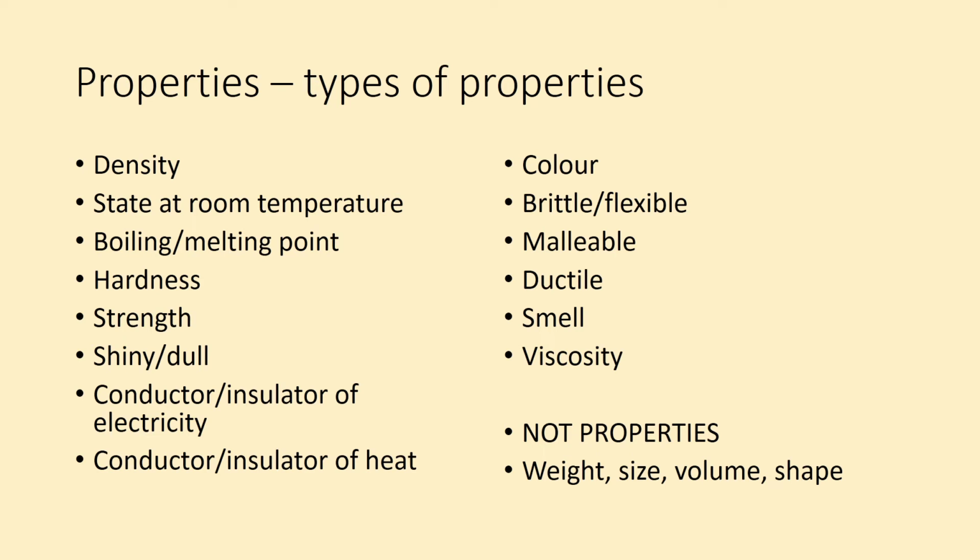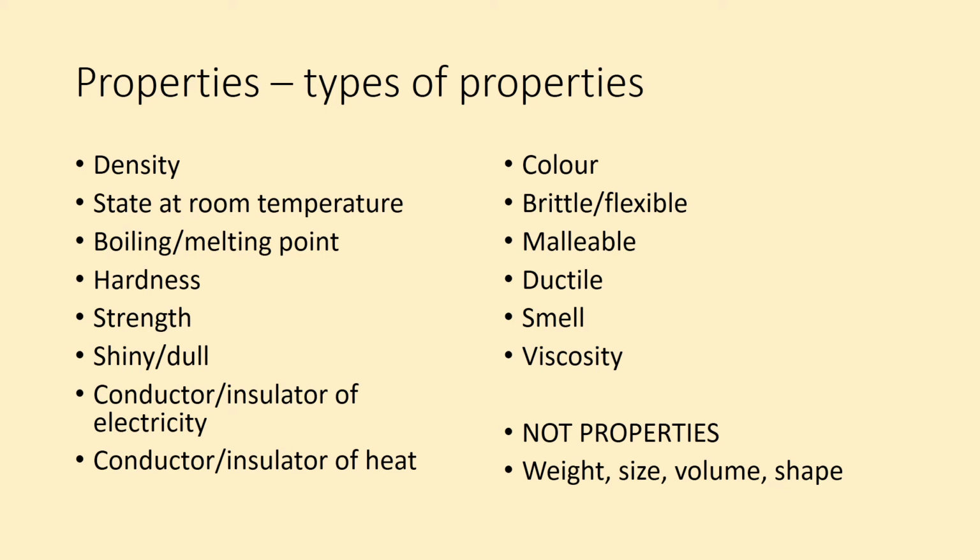Hardness in science has a very specific meaning. It means how easily something is scratched. So if you think of a rock and a lump of cheese, the rock is harder than the cheese because it can scratch the cheese. Strength, there's lots and lots of different types of strength. One is the type of strength where you bend something. So if something is strong, you can bend it a lot before it will break. If something is weak, it won't take much bending before you can break it.